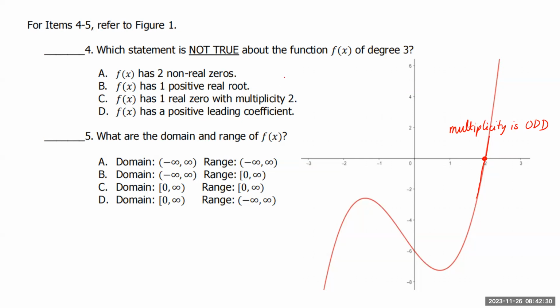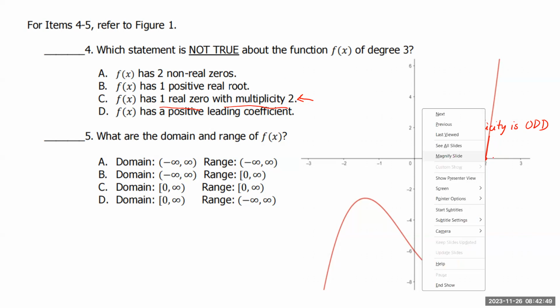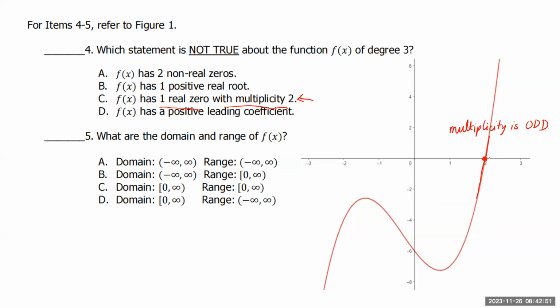And looking at the statements, we see that there is something wrong with statement C. Because C says that f has one real zero with multiplicity 2. However, we found out that one real zero has an odd multiplicity. So specifically, this is multiplicity 1. Okay? So letter C is the false statement.